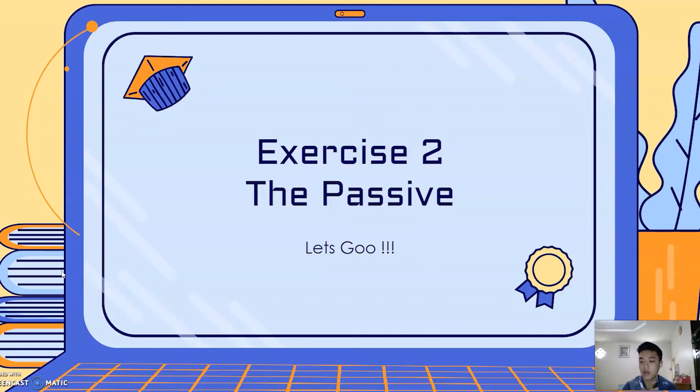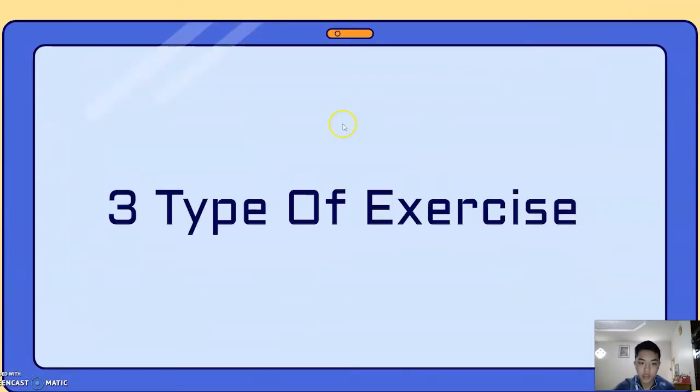After my friend did some exercises about the passive, right now we're going to do some more exercises about the passive, so we can understand the passive better. Let's go. We're going to do three types of exercise. So let's go to exercise number 1.